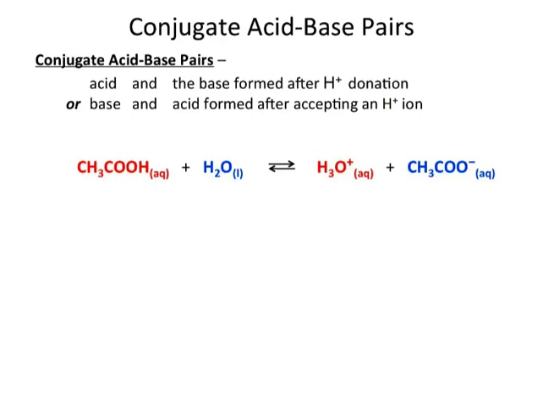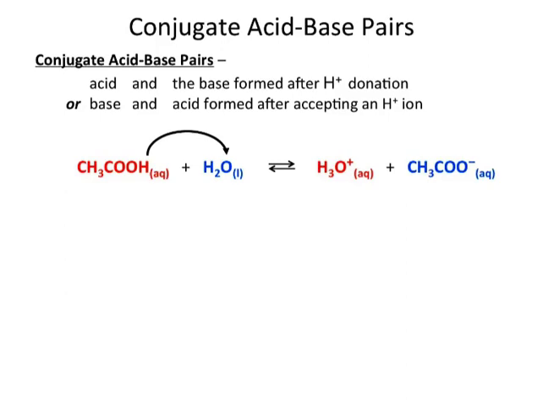It's the acid and the base that's formed after it donates the H+, or it's a base and then the acid it forms after it accepts the H+ ion. So for example, we have acetic acid in red here on the left and water on the right. The acetic acid will donate this proton to water, and water will accept this proton. So the acetic acid is a proton donor, that's a definition of an acid. The water is a proton acceptor, that's the definition of a base in the Bronsted-Lowry definition.